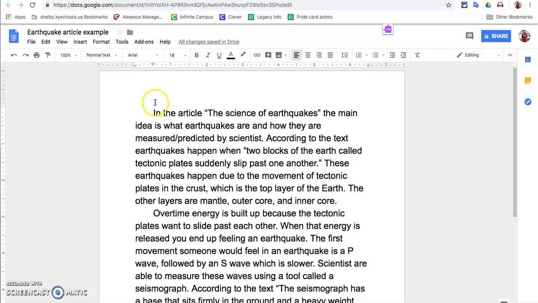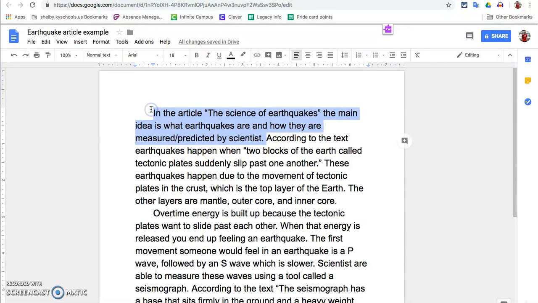So the first thing I did was I had to identify the main idea. When I'm reading this, I look through and I look for this part here. They wrote in the article. Now, I know for a fact in your language arts classes that you are taught something very similar to this part right here. In the article, The Science of Earthquakes, the main idea is, and then this person went on to talk about what the main idea is. It says, what earthquakes are and how they are measured and predicted by scientists.